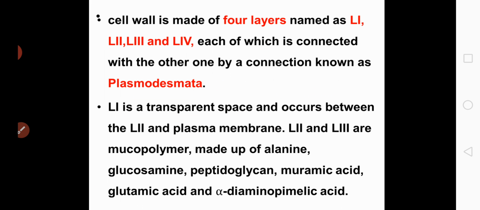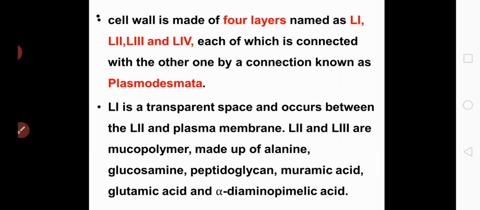Now, the cell wall is made up of four layers. They are L1, L2, L3 and L4. The cell wall of the cyanobacteria is divided into four layers: L1, L2, L3 and L4, each of which is connected with the other by a connection called plasmodesmata. That means these four layers are interconnected with each other with the help of a connection called plasmodesmata. Am I clear? Okay.